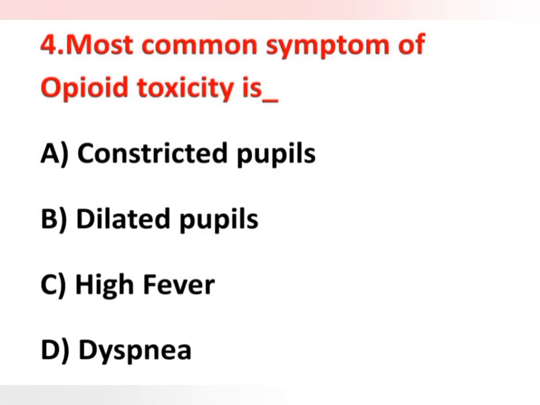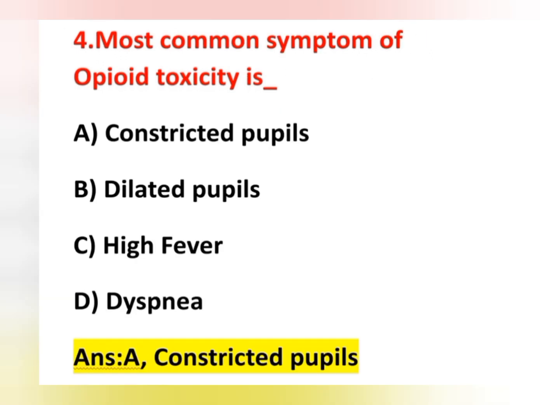Fourth question, most common symptom of opioid toxicity is. Options are option A constricted pupil, option B dilated pupil, option C high fever, option D dyspnea. Here question is one of the most common symptom of opioid poisoning is. Option A, constricted pupil. If it is pinpoint pupil is there, that is also correct answer. So here constricted pupil is the correct answer.